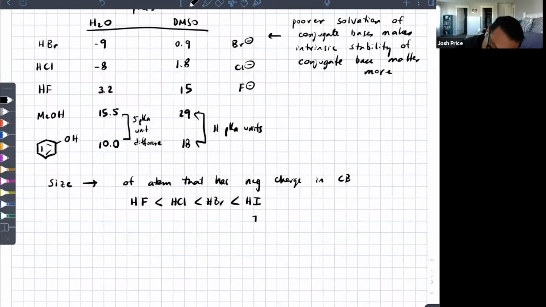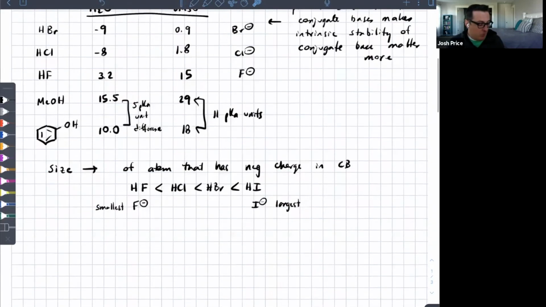And that tracks with I- being the largest conjugate base and F- being the smallest conjugate base. The reason that matters is because the negative charge on the conjugate base on the larger atom is spread out over a larger area of space. And we know from our discussions in chapter 1 and 14 that being spread out over a larger area of space is stabilizing, makes you lower in energy.